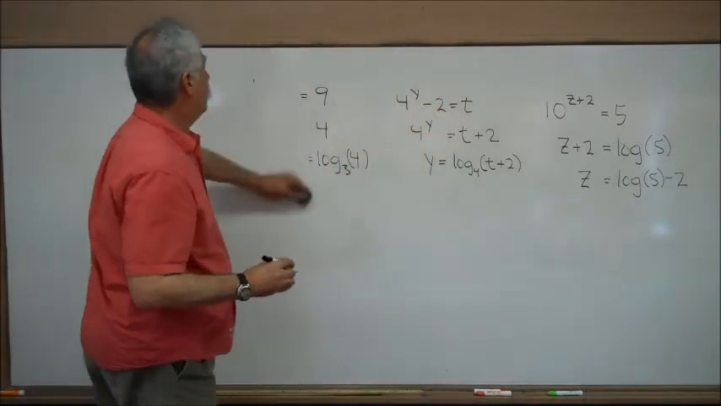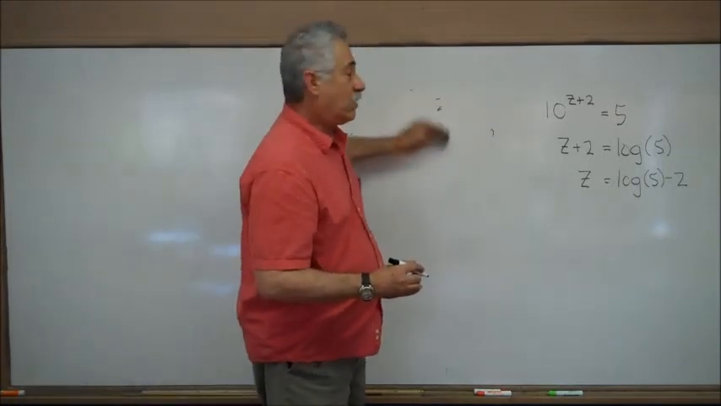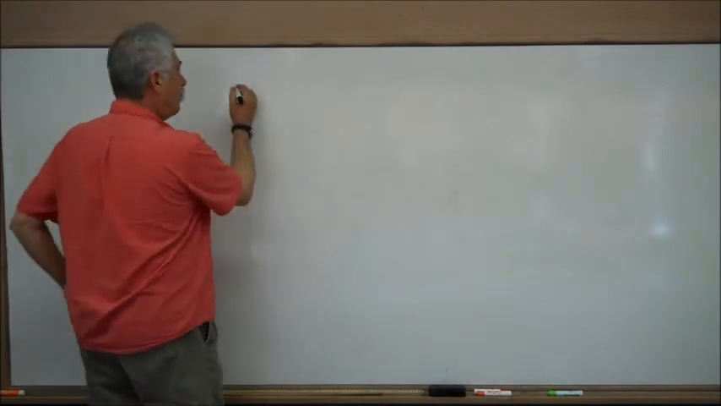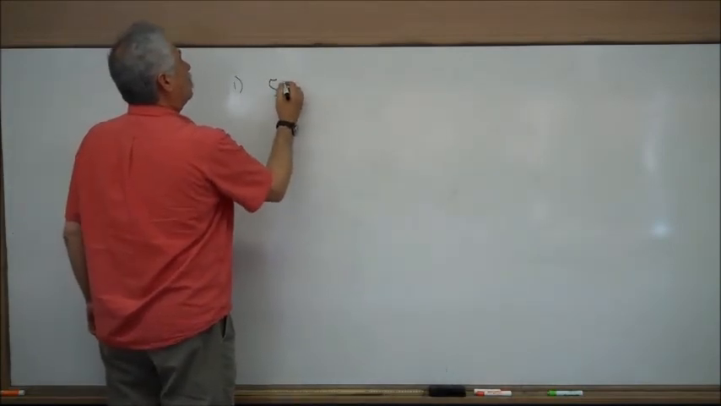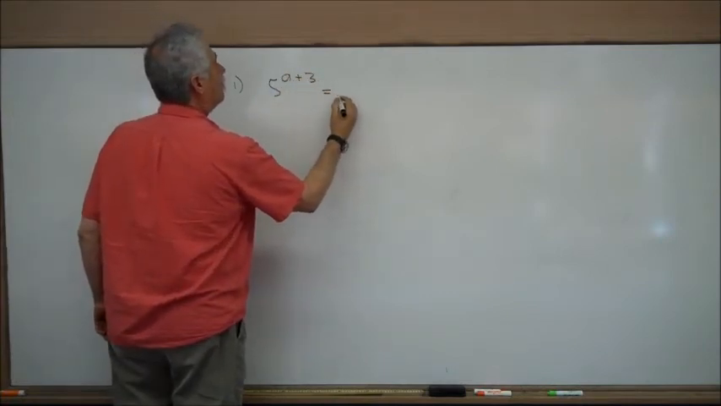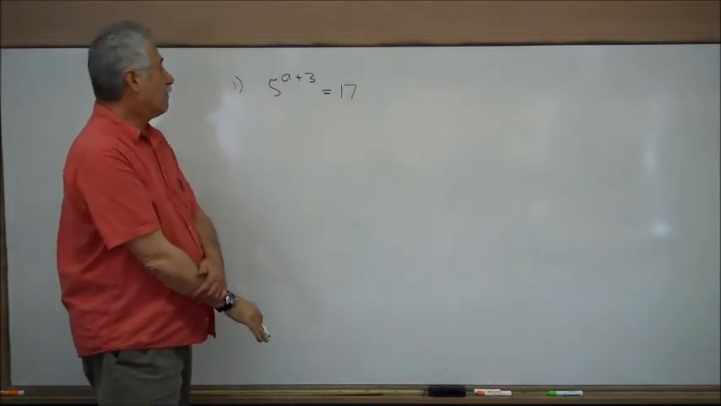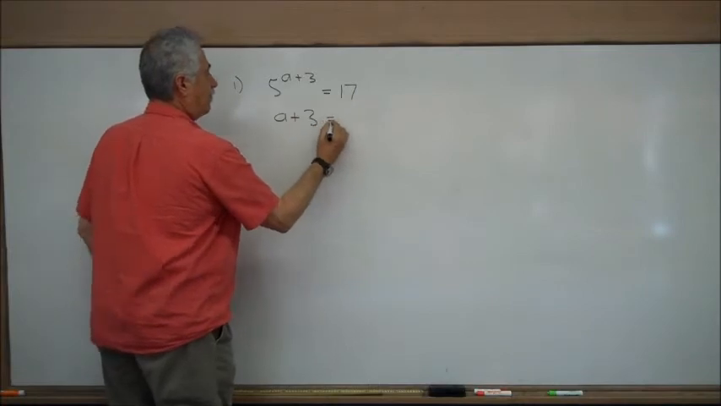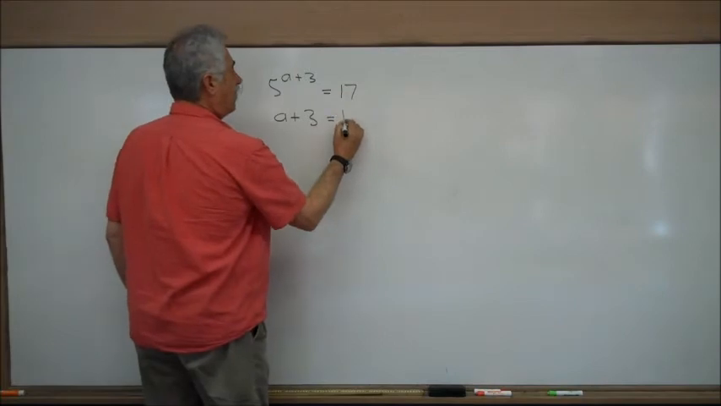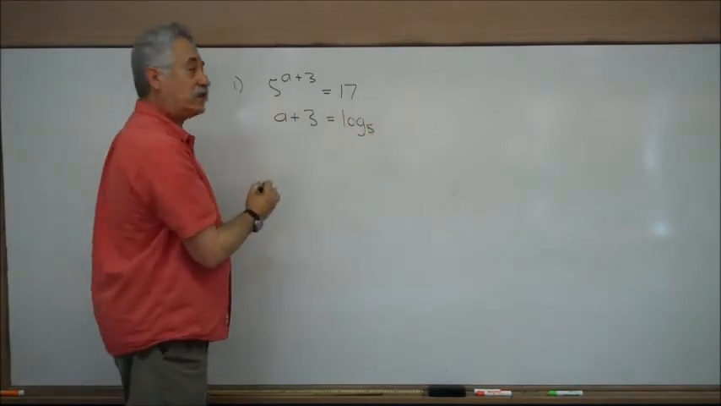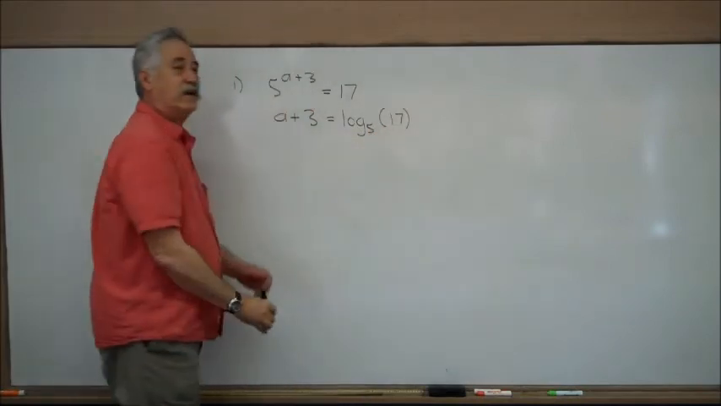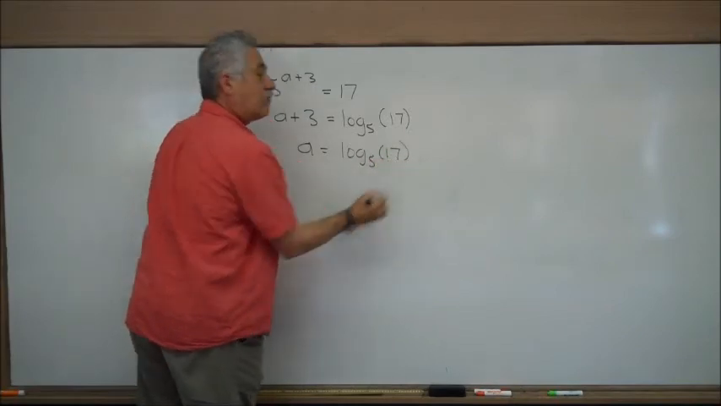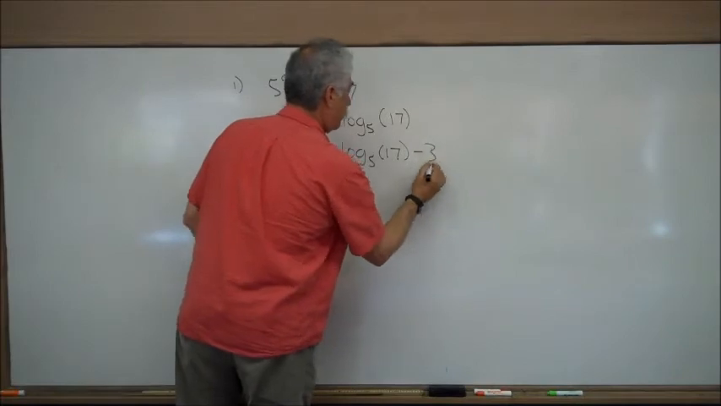Let's do a couple of these together, and you should find a bunch of problems in a book with answers to test your ability to do this part of the problem. Practice problem number 1. 5 to the a plus 3 equals 17. The term I want to work with is already isolated, so I'm going to remove the base. On the other side, I have a log base 5, and I still have a 17. I'm almost finished. Remove the 3 from the left side by subtracting it from the right side. And you're finished.